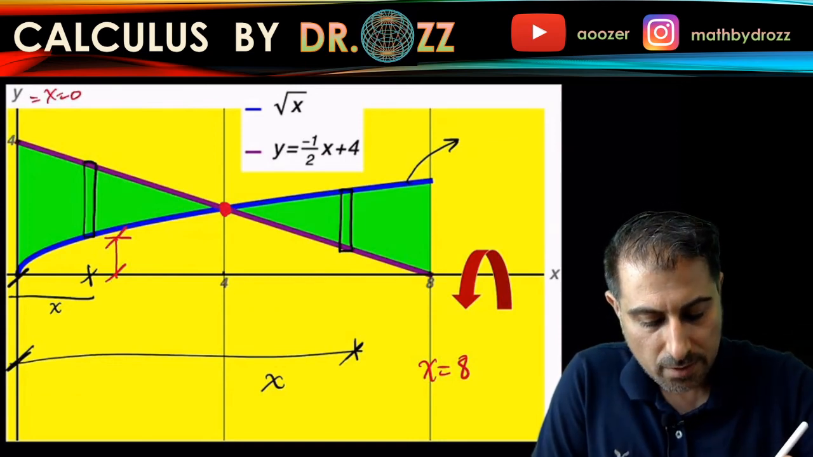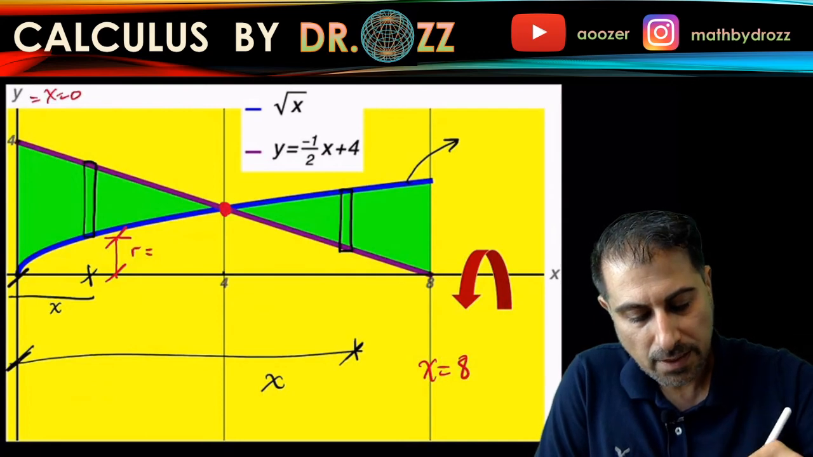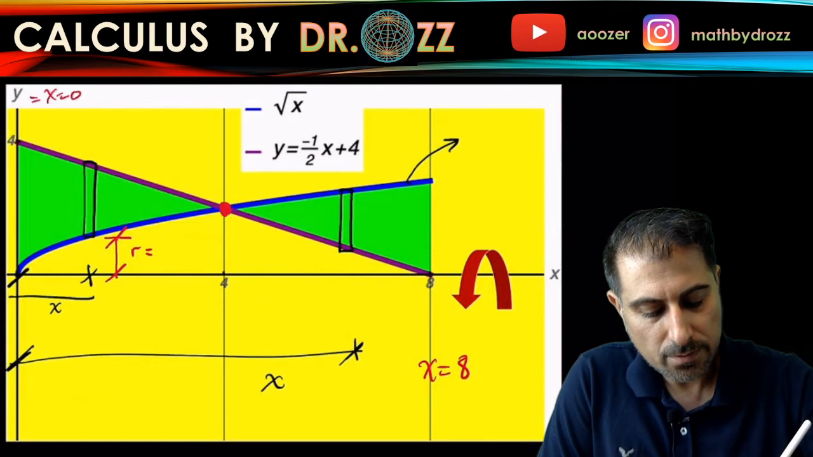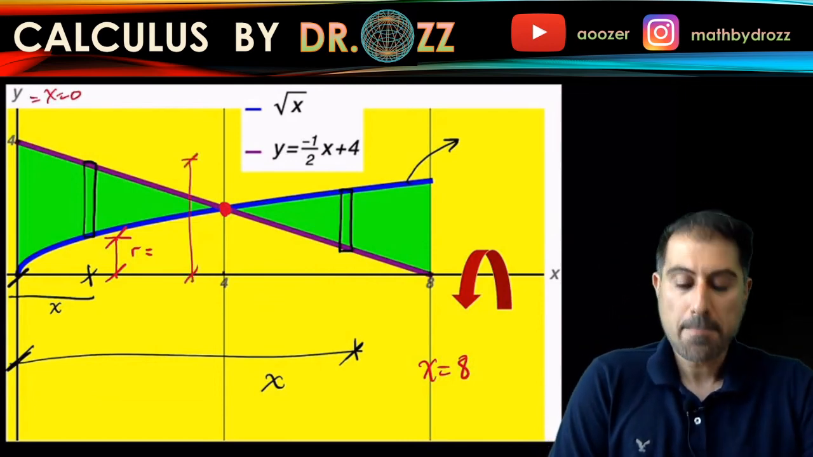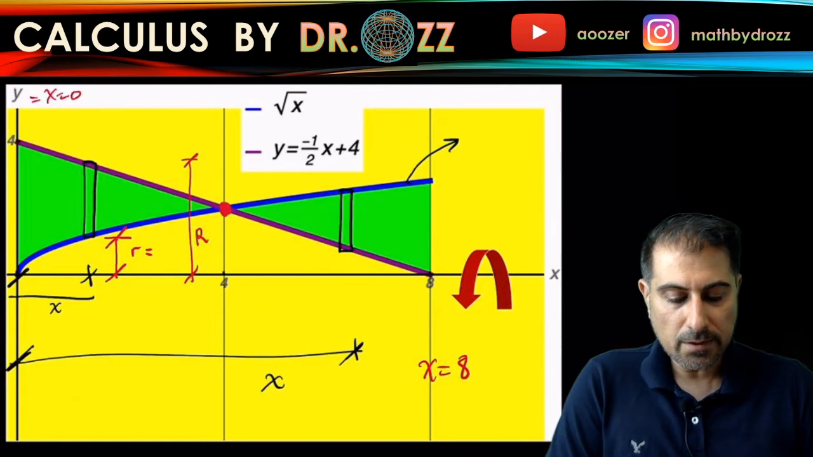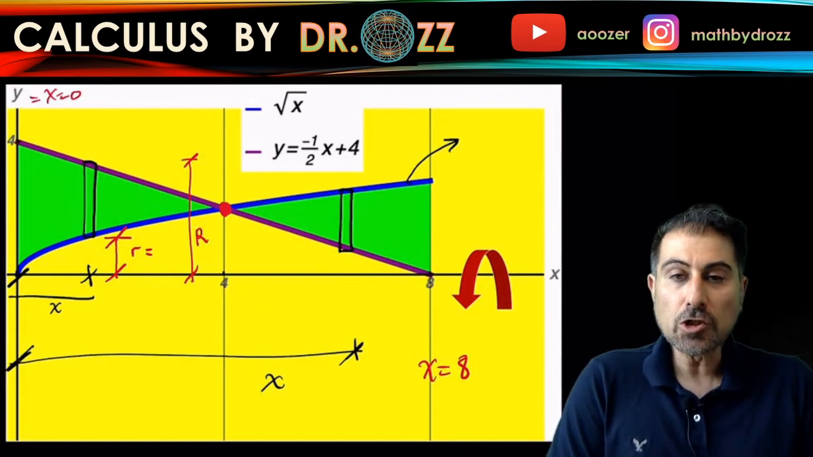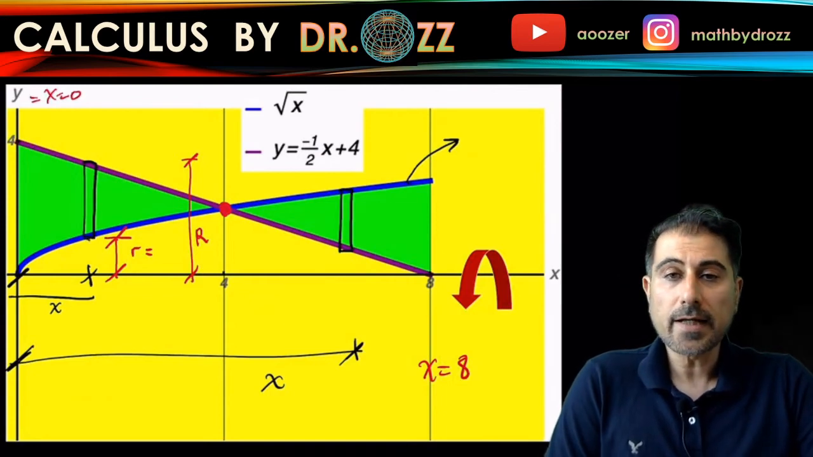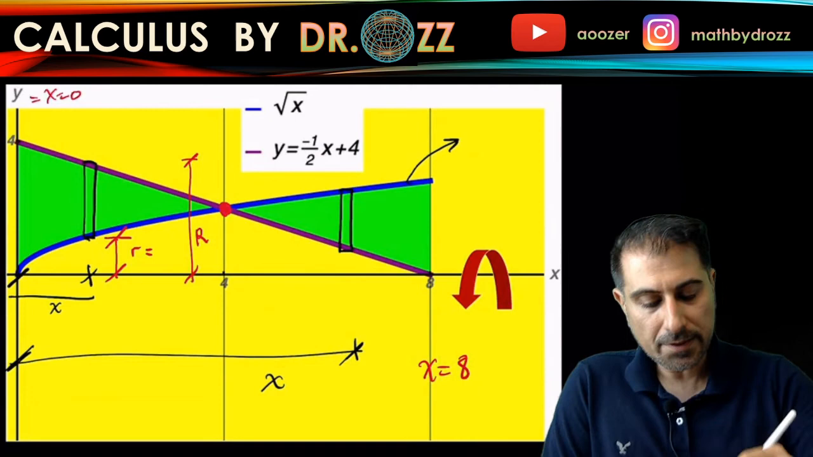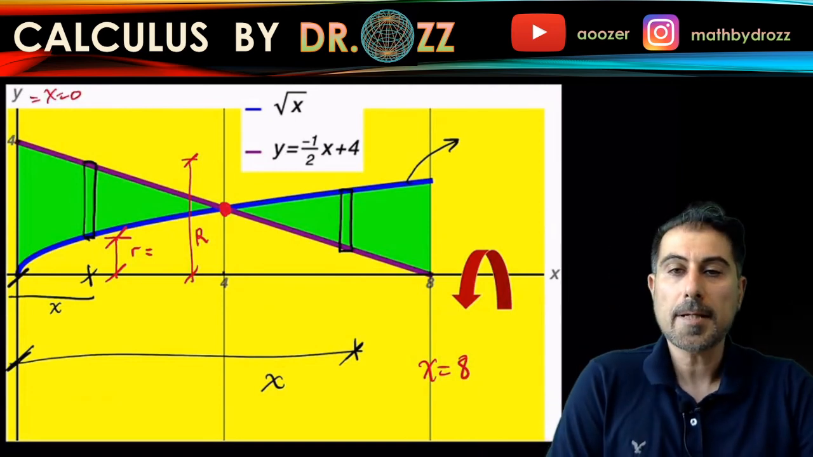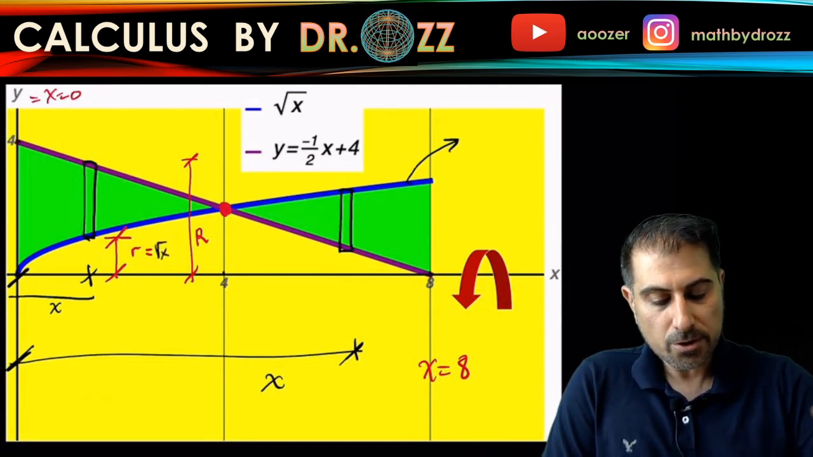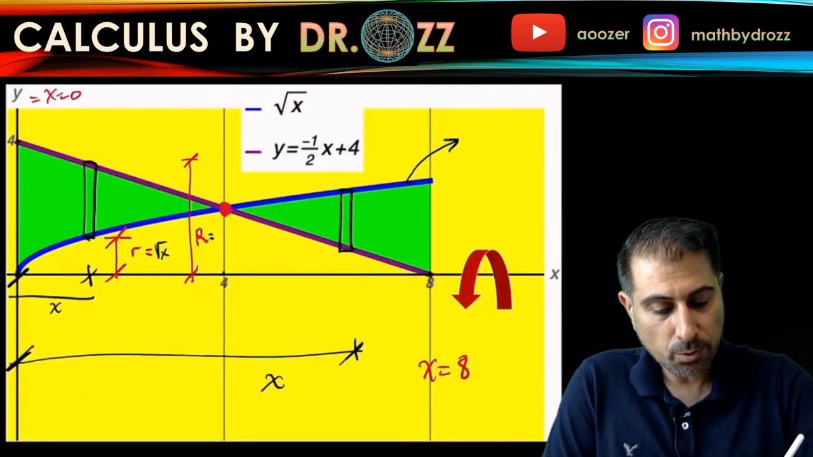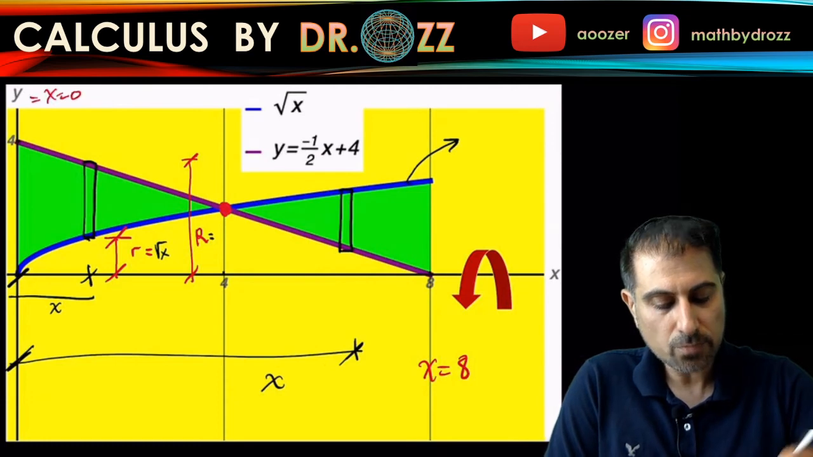And I also need the distance from the top of the slice to the x-axis, okay? Well, first off, the little r depends on the blue curve because the bottom portion here touches the blue curve, okay? So that blue curve comes with the equation radical x, so this is going to be radical x, okay? And the top portion of the slice is determined by the line, and the line comes with the equation 1/2 x plus 4.